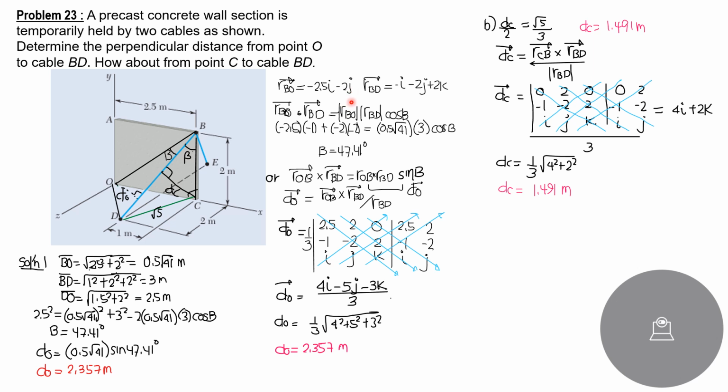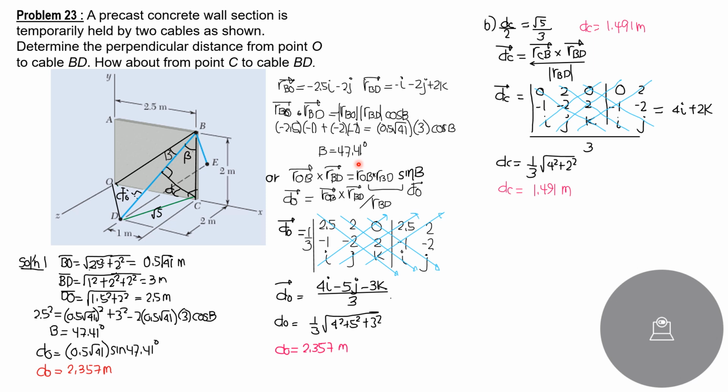There's no k in the first vector. So equals magnitude of RBO, which is 0.5 square root of 41, magnitude of RBD 3, cosine B. Solving for B, it's also 47.41 degrees. Then solve for DO in the same manner as this. I'm just presenting another way of solving for B.